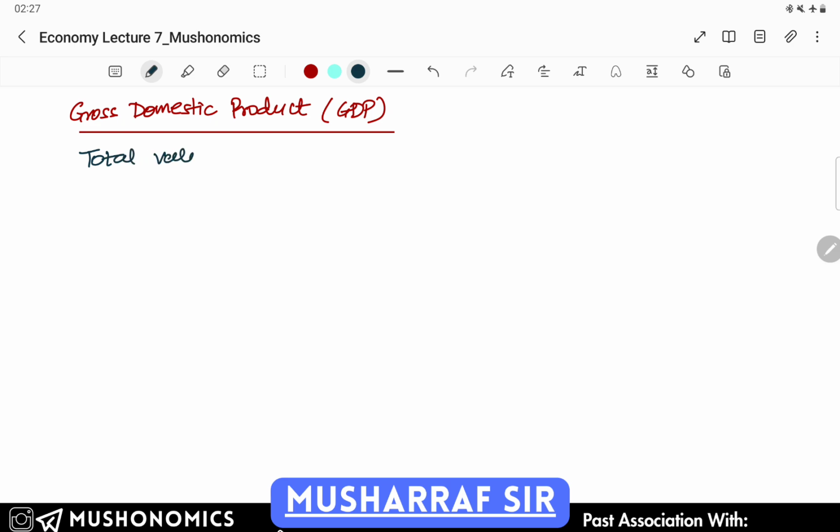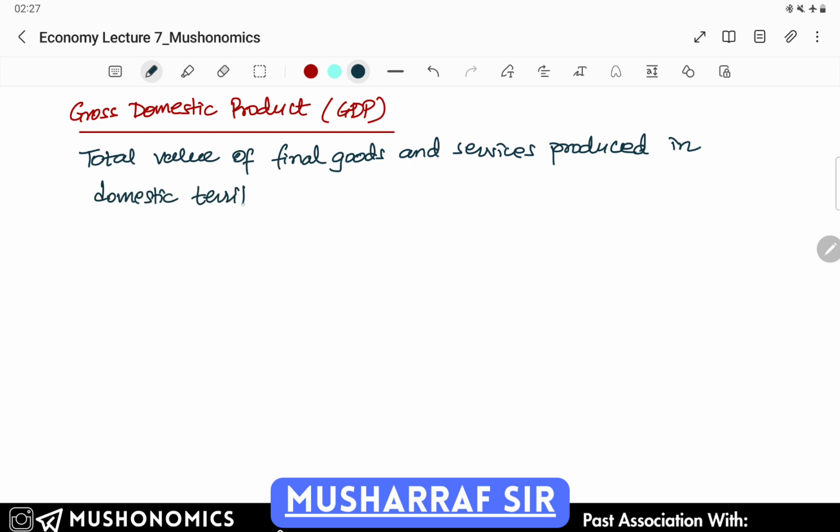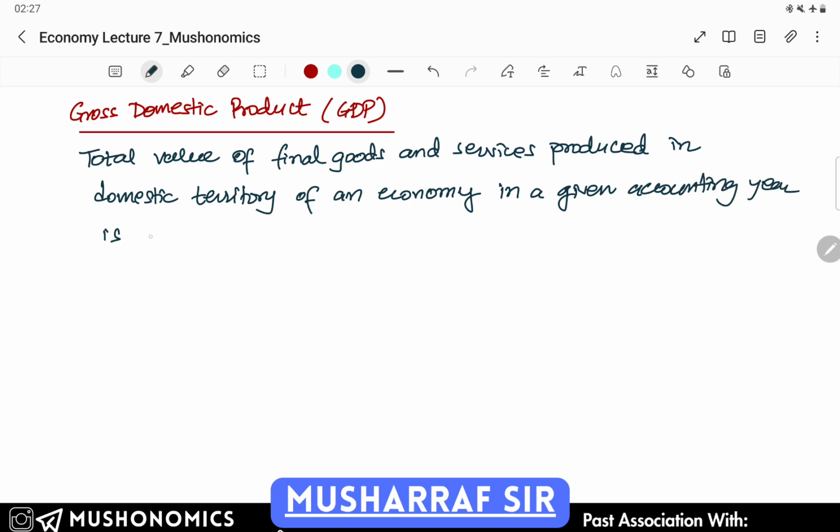GDP is nothing but the total value of final goods and services produced in the domestic territory of an economy in a given accounting year. So the total value of final goods and services produced in a domestic territory of an economy in a given accounting year is called GDP.